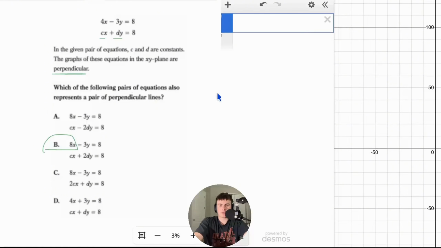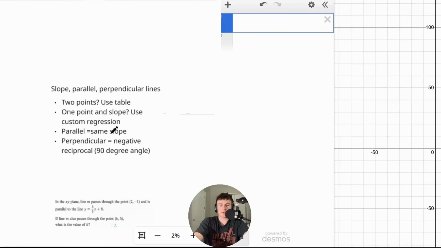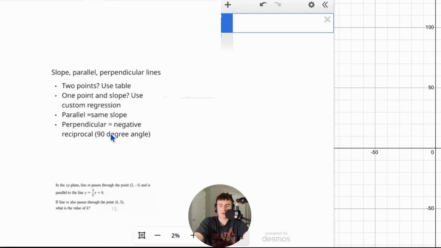That is it. So this is how you take down slope and parallel perpendicular stuff. It's pretty easy. You're just going to either use custom regression or just like logic, honestly, or graphing. It's always going to be graphing of some sort. It's honestly not that hard. You should never be getting these wrong.